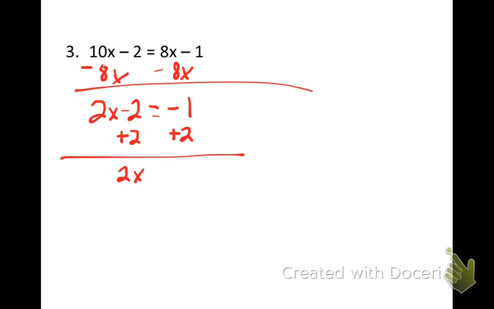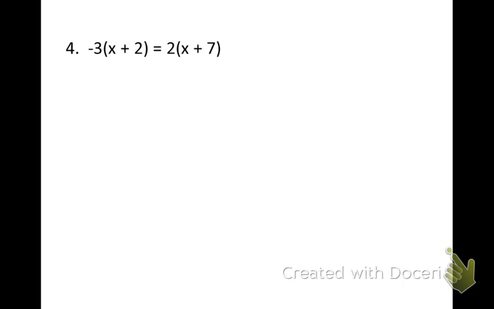I get 2x equal, negative 1 plus 2 would be 1. I would need to divide by 2, and there's no need in writing this any other way, just leave it as a fraction. If it could be reduced, we would reduce it, but we'll just leave it as x equal 1/2. And that's a fine answer to have.